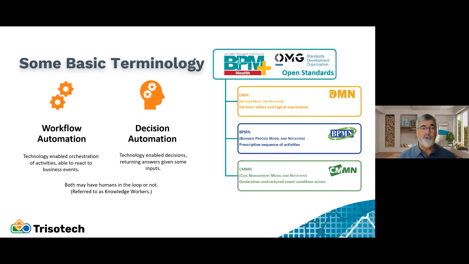The standards in particular that we're interested in here are the standards that support the notion of workflow automation and decision automation. By workflow automation, we're talking about technology that allows us to orchestrate activities and also react to different events that happen as we're doing this work. On the decision automation side, we're looking at technology that helps us make decisions, basically in the form of: given some input, what's the decision output that I produce. And these technologies can be supported either with human in the loop or no human in the loop.